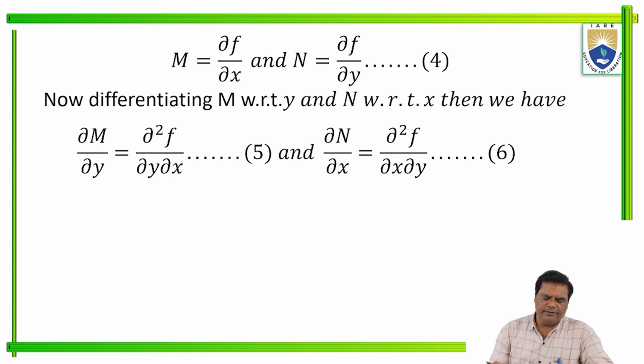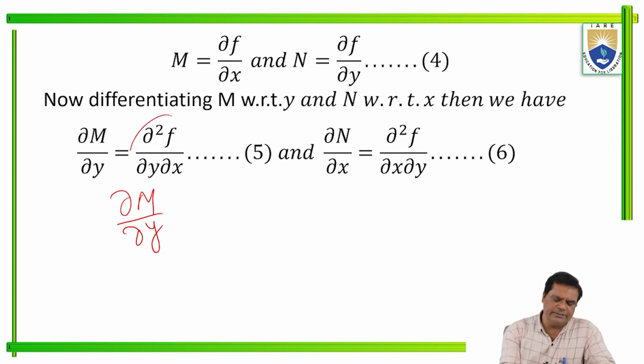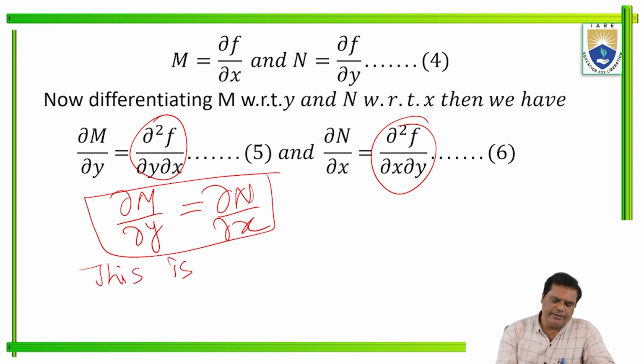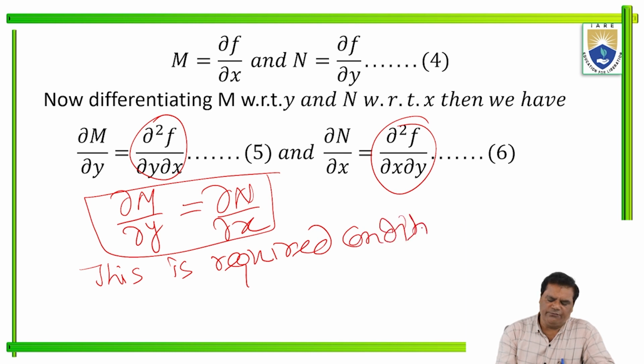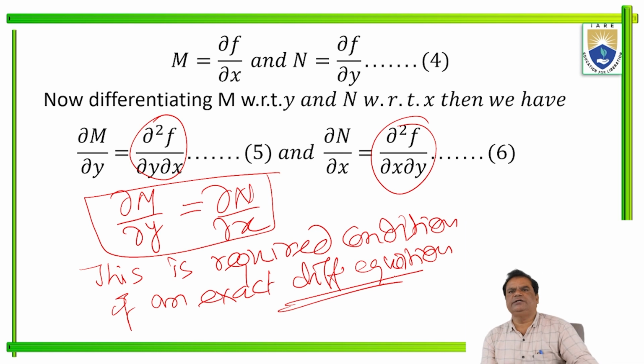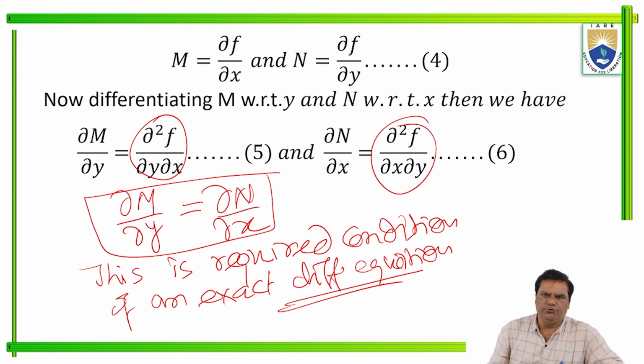So we are showing here also del m over del y. This result and this result both are the same. So del m over del y and del n over del x are equal. So this is the required condition of an exact differential equation. This is the condition of an exact differential equation.